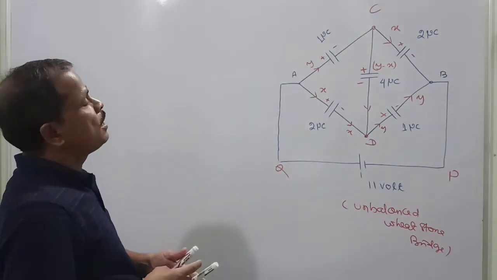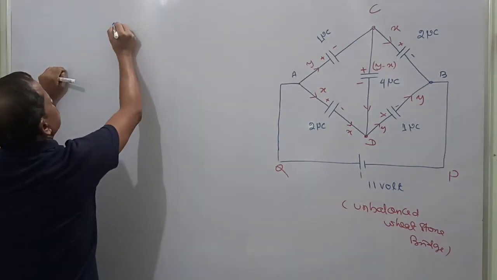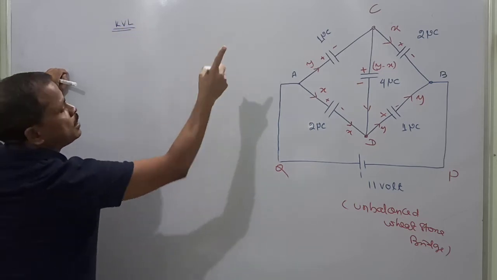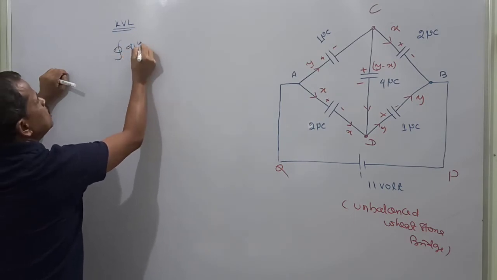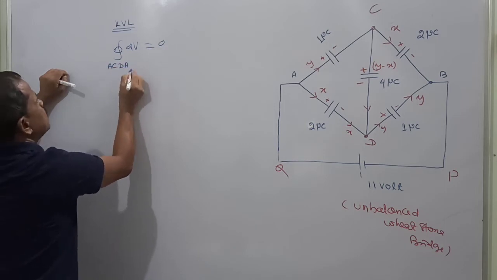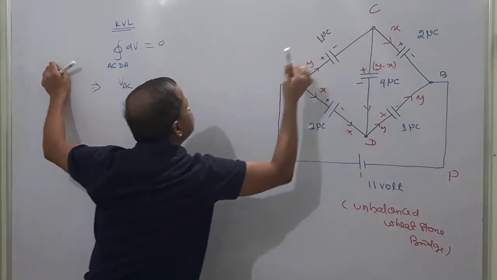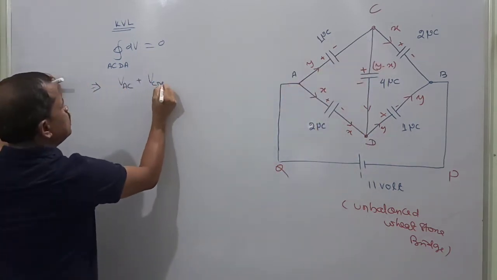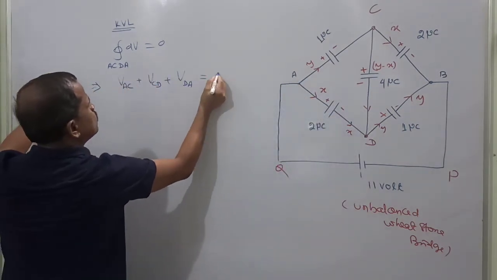Once it is satisfied, let us go to the loop ACD and apply Kirchhoff's voltage law, KVL, to the loop ACDA. In a closed loop, the net potential is equal to 0. Which loop? A, C, D, A. The potential along A to C plus the potential along C to D plus the potential along D to A is equal to 0.